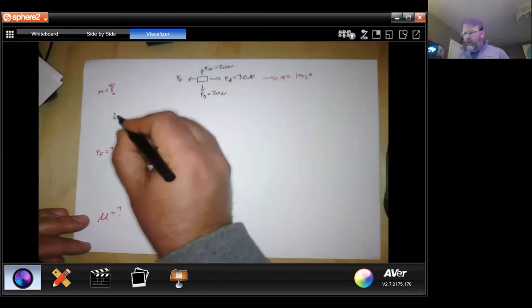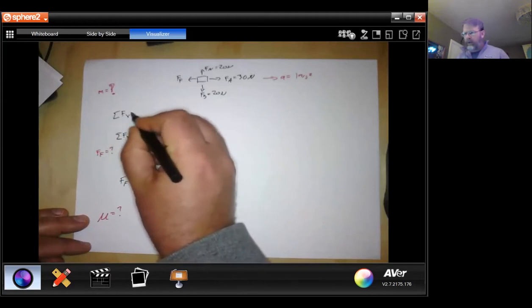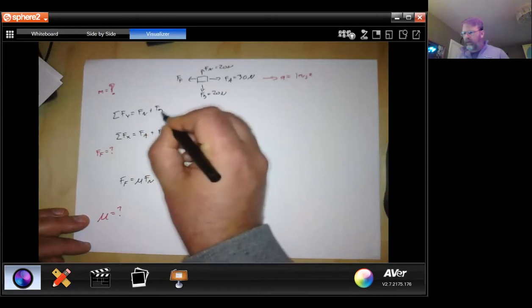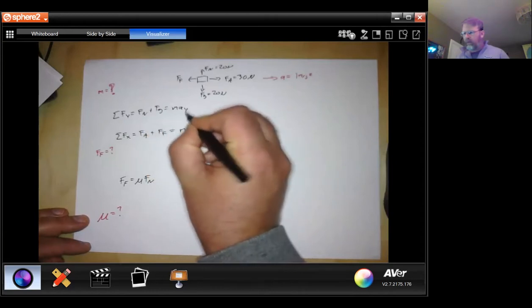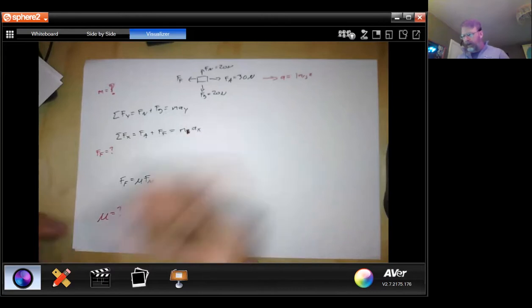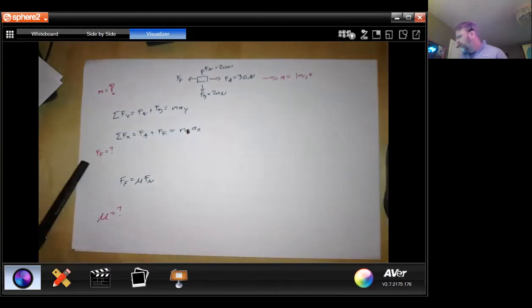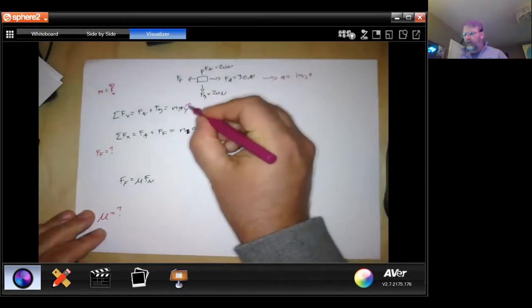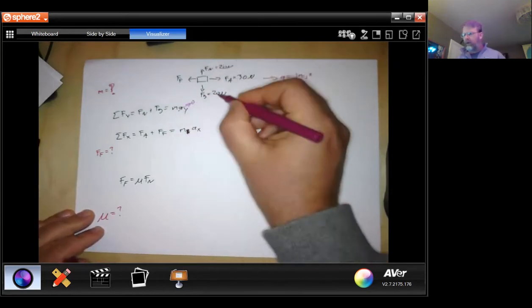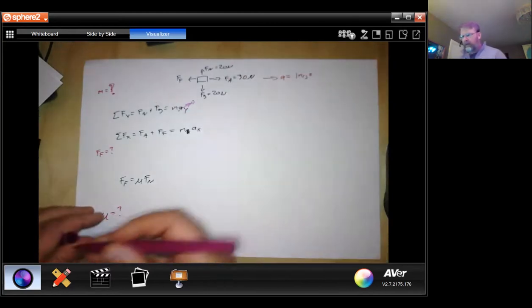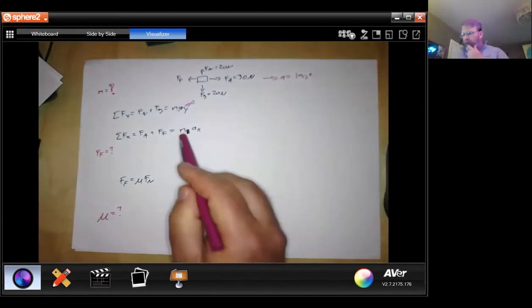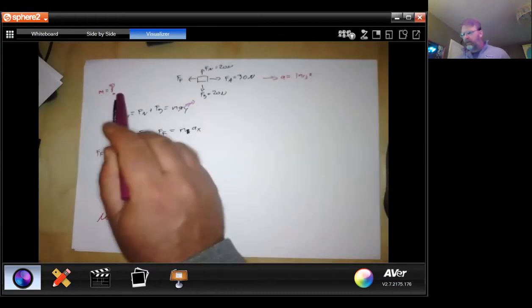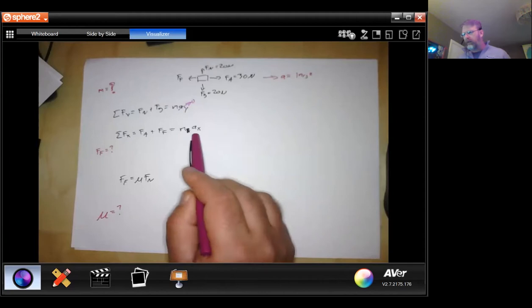We could do the sum of the forces in the y. Acceleration in the y, but it's not going through the floor or coming off, so that is 0. We already know these two numbers, so we don't have to apply that too much. What we do need to know is mass because of Newton's second law.